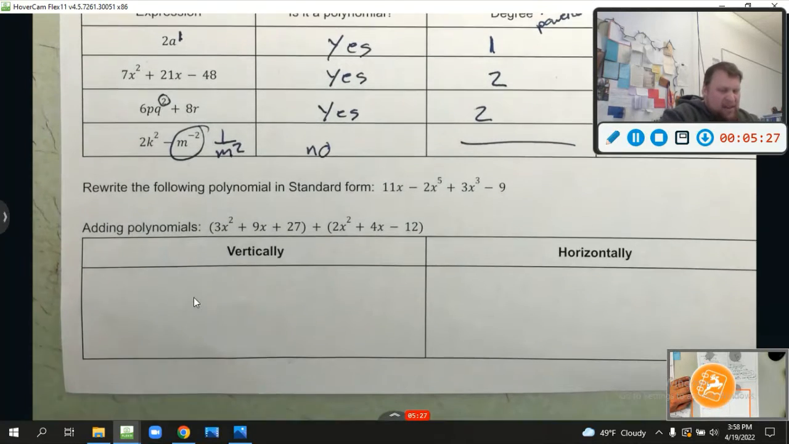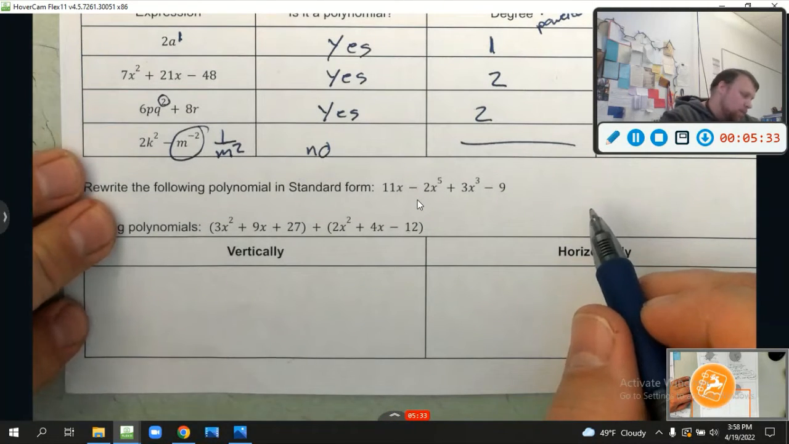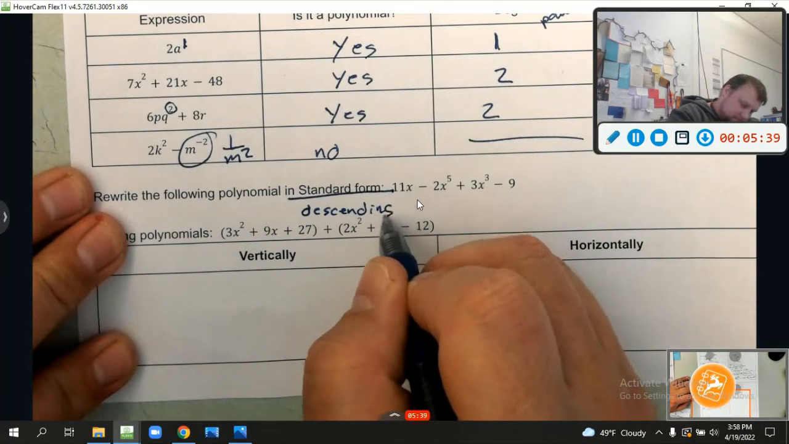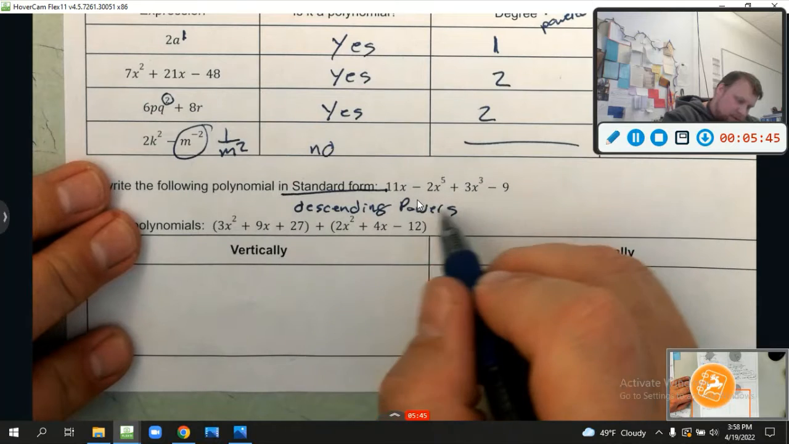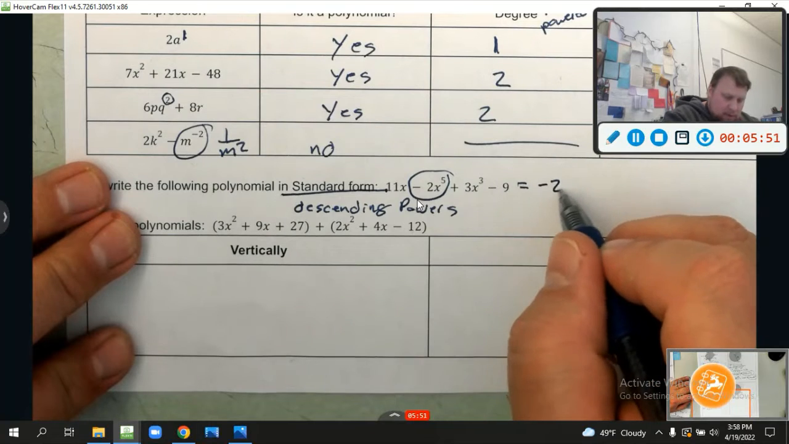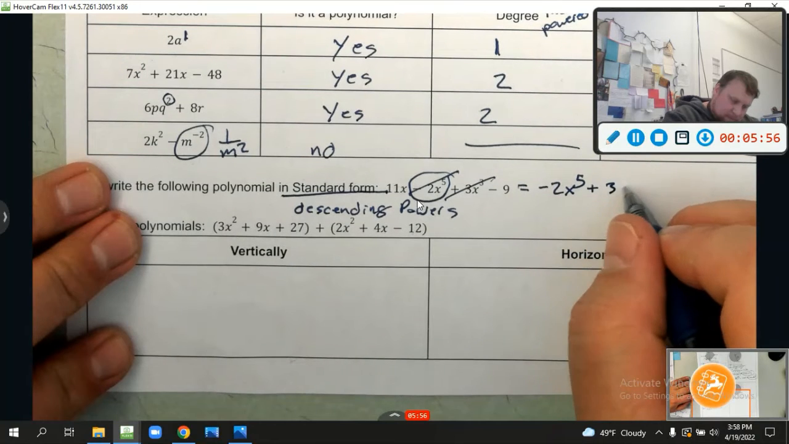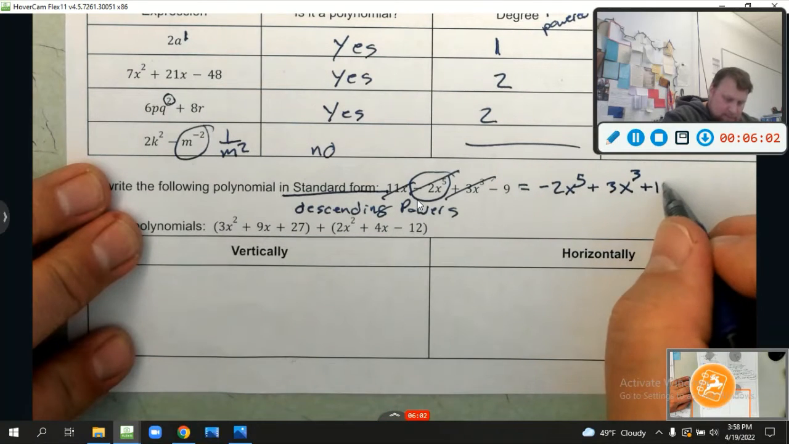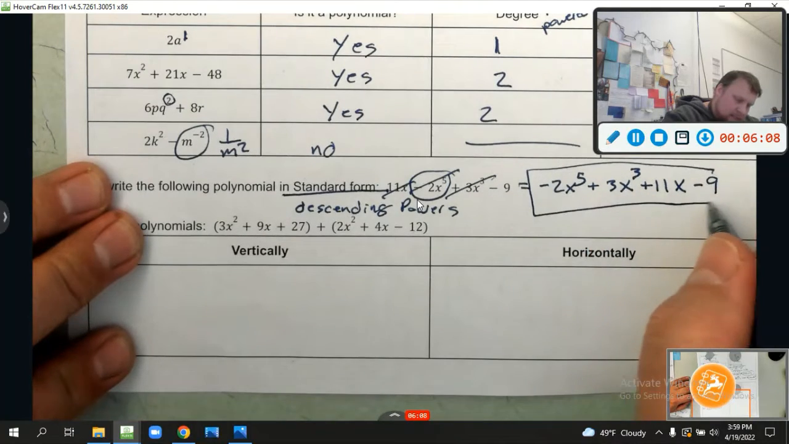Okay. Rewrite the following polynomial in standard form. Standard form just means descending powers. So we find the highest power, which is the negative 2x to the fifth. So this would equal negative 2x to the fifth power. The next one is plus 3x cubed. And then that's a positive 11x, so plus 11x. And a minus 9. And that is standard form.